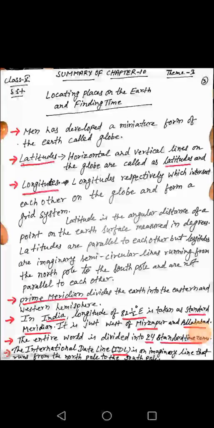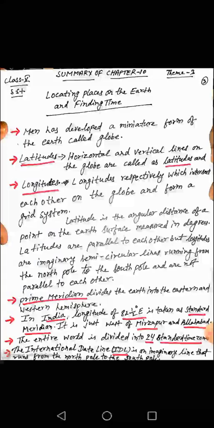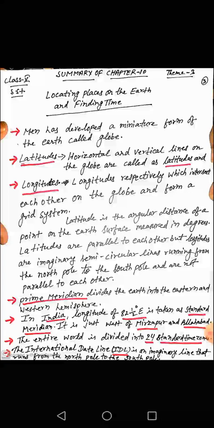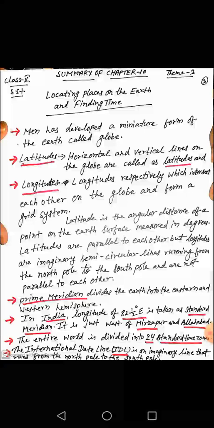Now we start chapter 10, locating places on the earth and finding time. As you know, man has developed a miniature form of the earth called globe. In this chapter, we have to learn first latitudes. What is latitudes? Horizontal lines on the globe are called latitudes. And what is longitudes? Vertical lines, which intersect latitudes on the globe and form a grid system.